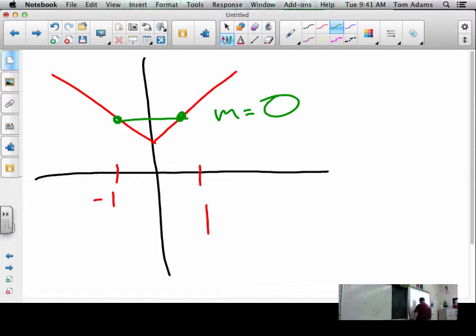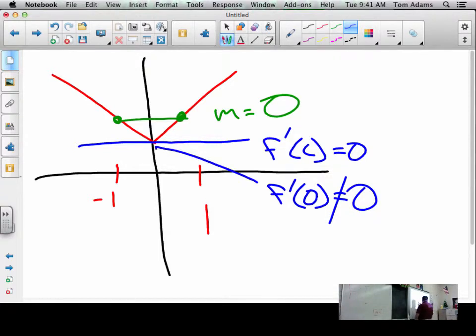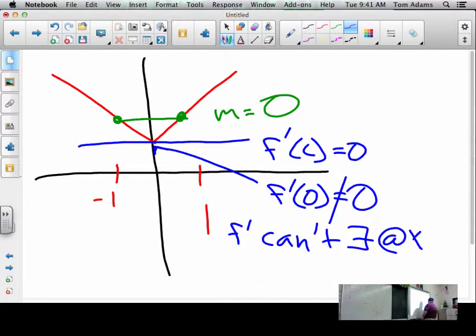Well, really, technically, f prime has that when, but technically it doesn't exist there, right? Because f prime can't exist at x equals 0 because it's a corner, right? Does that make sense?